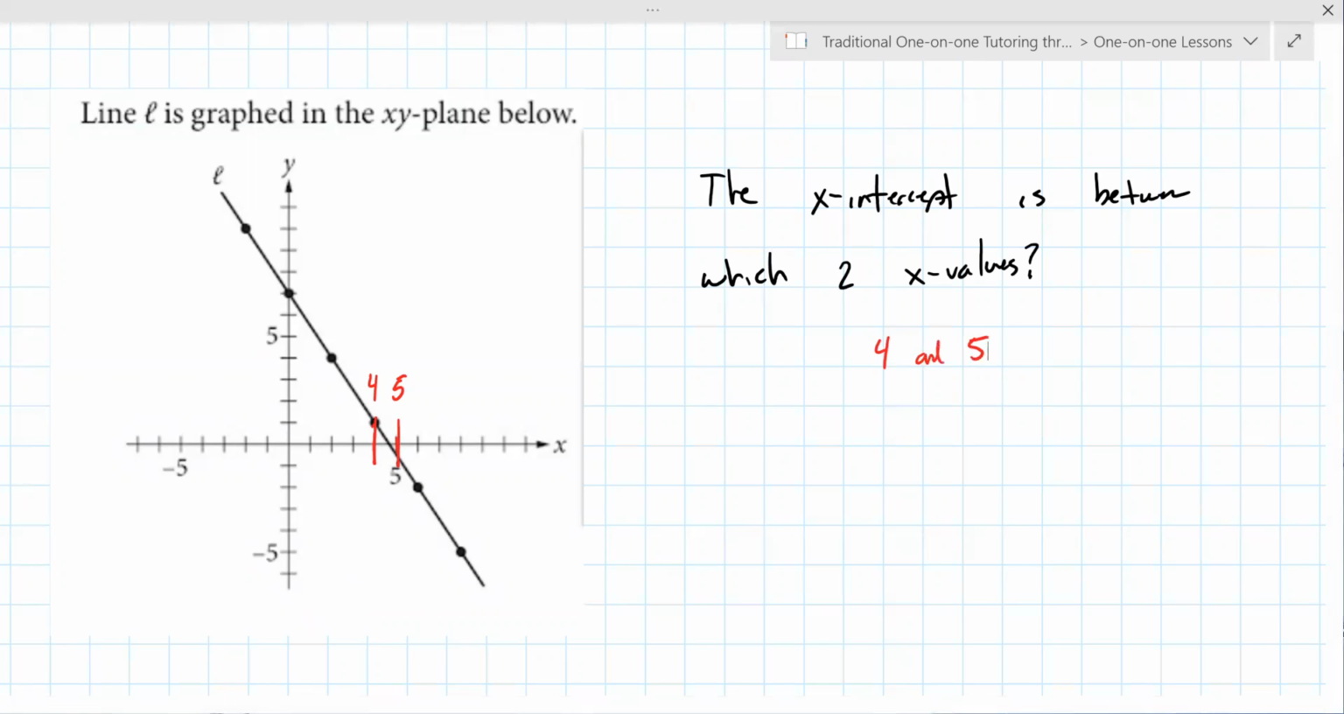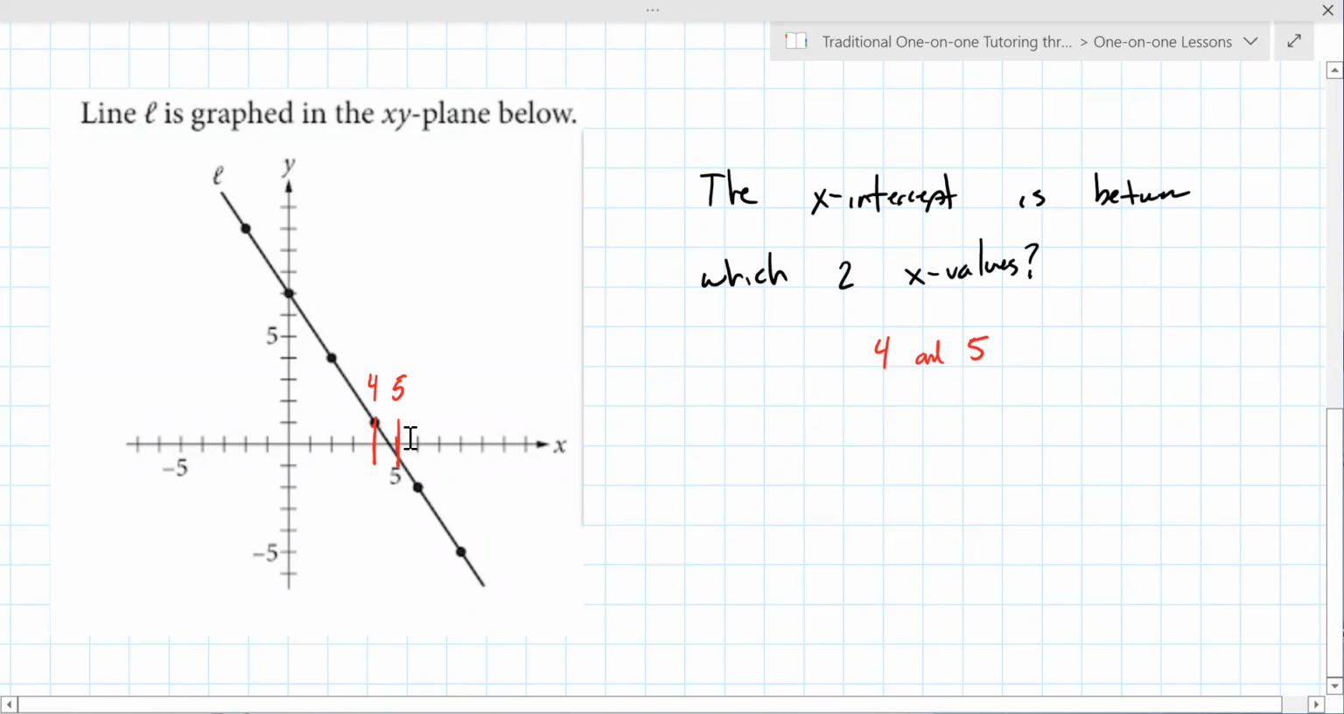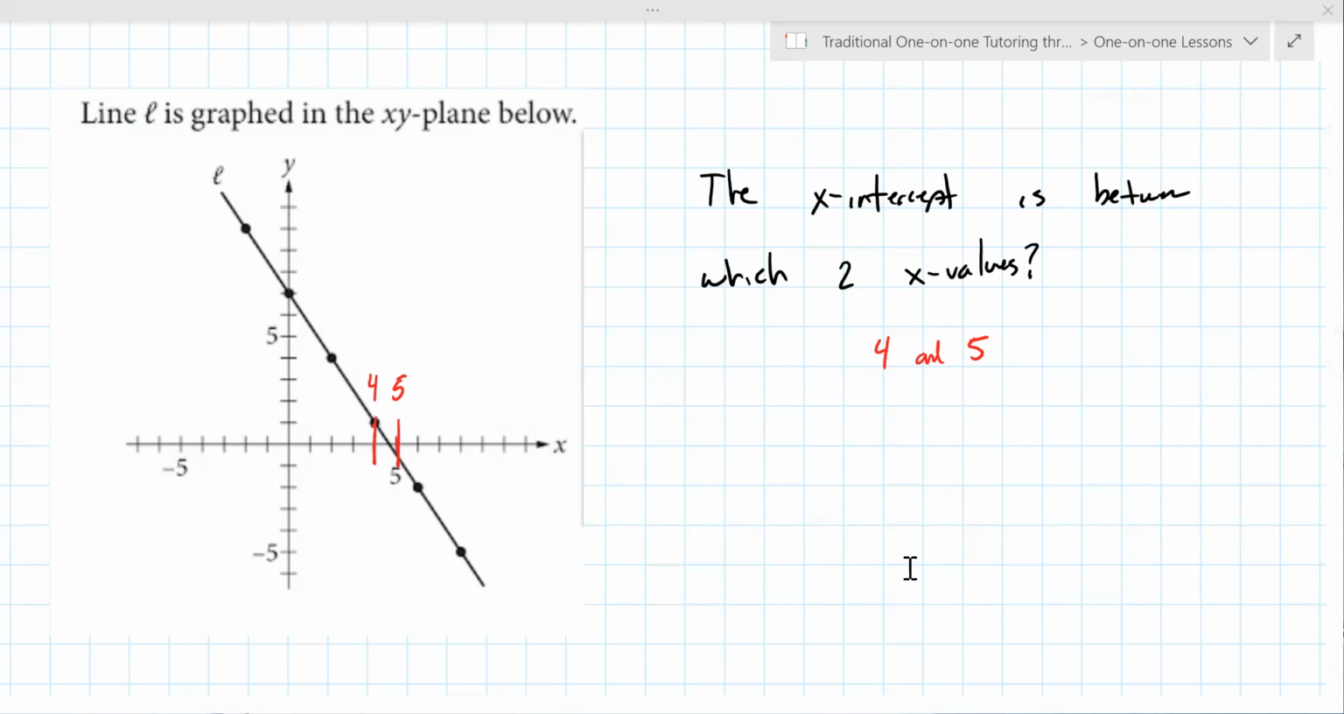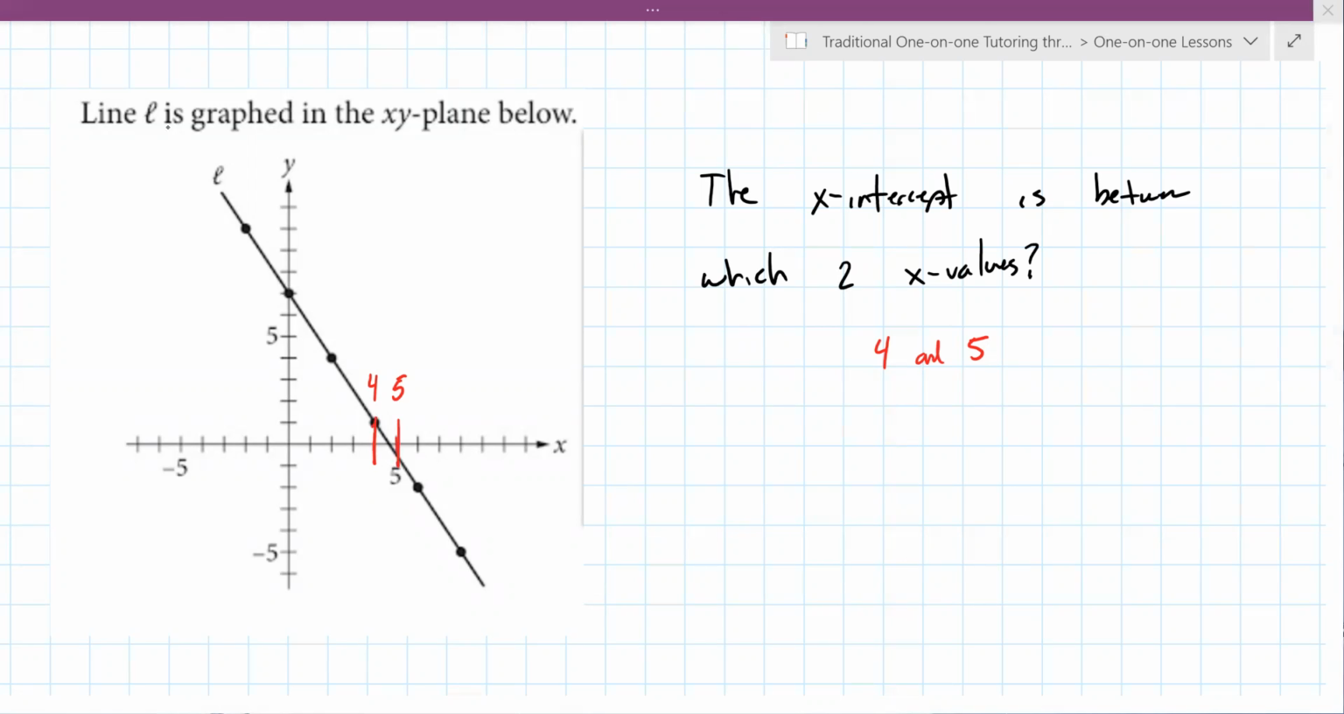Okay. So that's what I'm asking: between which two x values? And it's 4 and 5. See how the line crosses between 4 and 5? Yes. Okay, great. Are you ready for us to look at a new question? Yeah, sure. New question. All right.